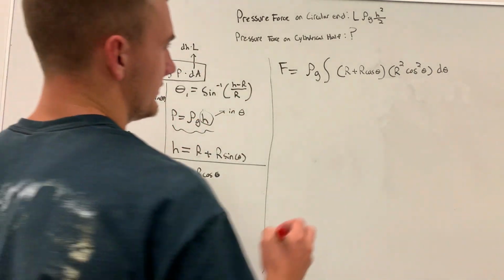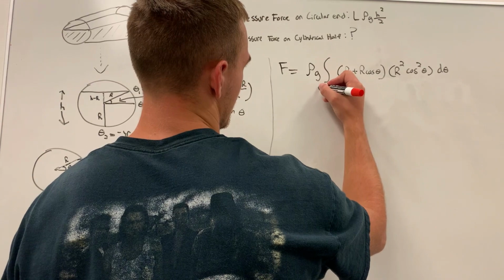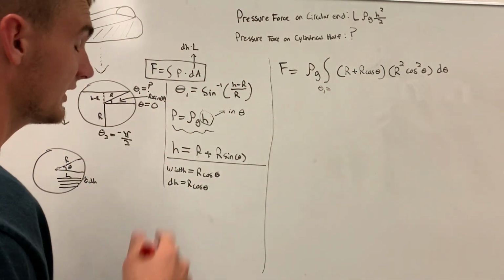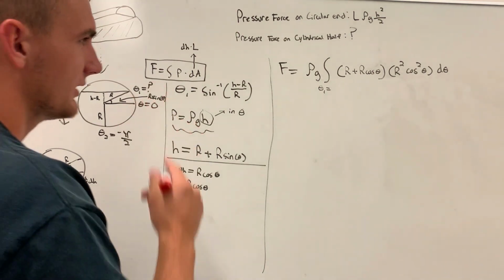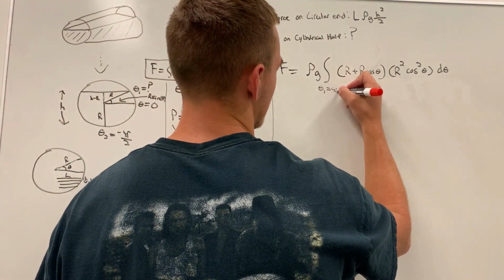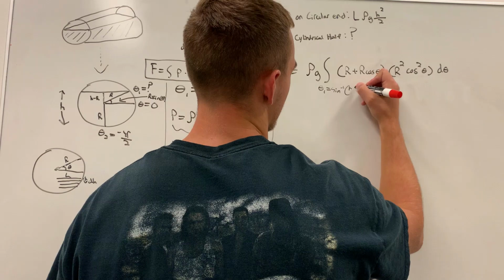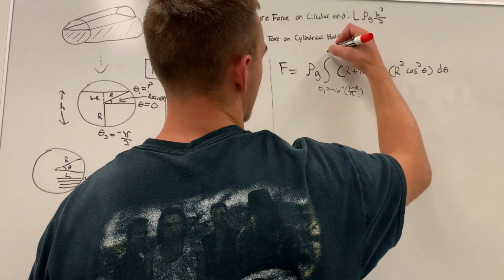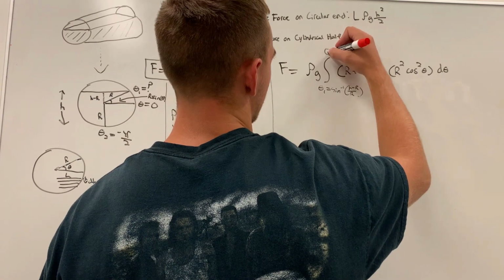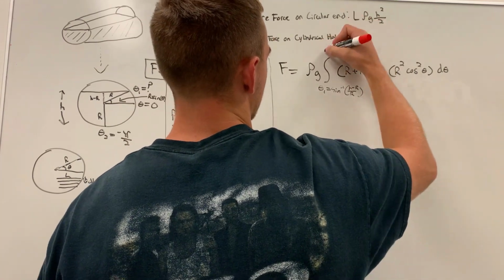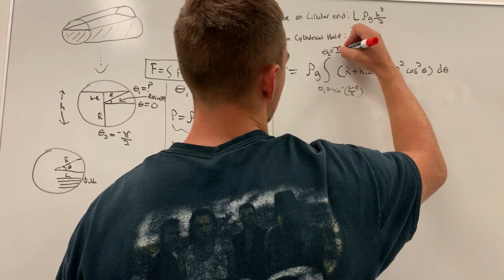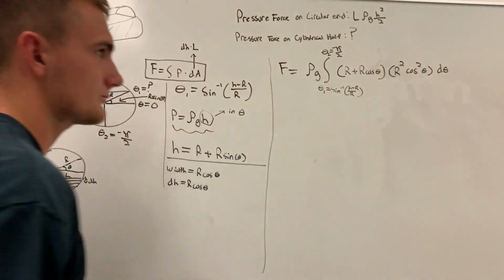And our limits of integration here will be going from theta 1. Again, we know what that is. Theta equals theta 1, not theta equals 1. Theta 1 is the arc sine of (H minus R) over R, and theta 2 is negative pi over 2. Okay?